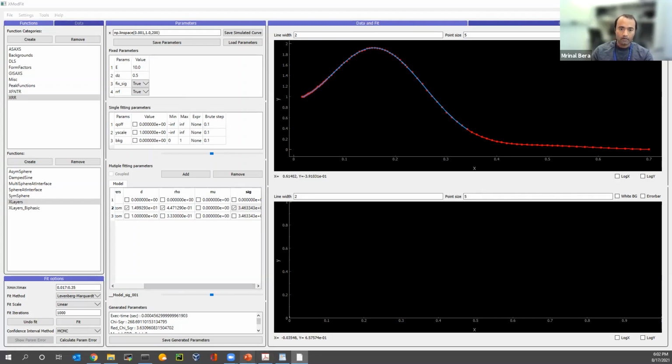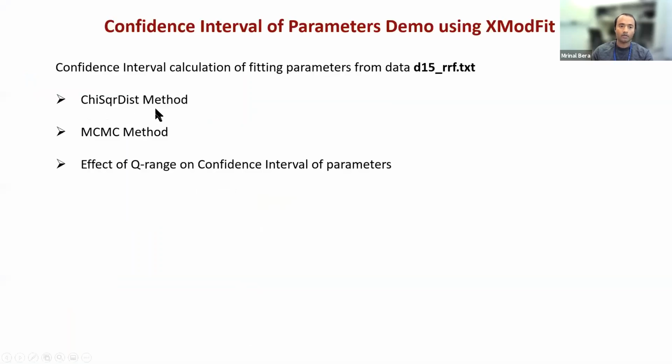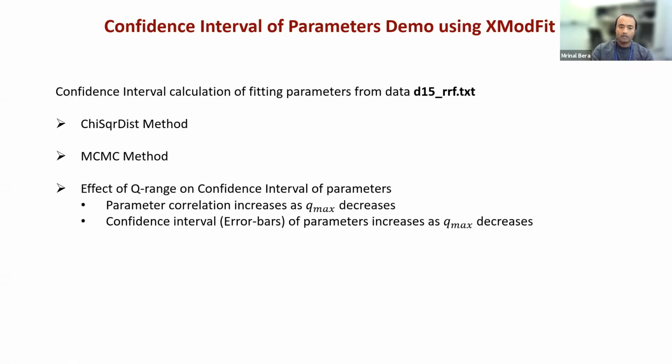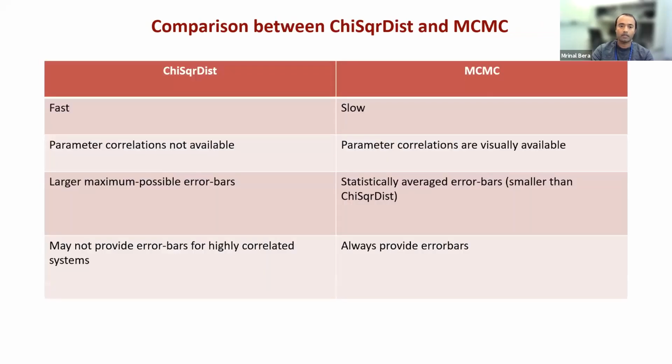Okay, now let's go back to the talk. What I mentioned here is I showed you the chi-square distribution method. I showed you the MCMC method. I showed you how the Q range affects the confidence interval in terms of correlations. Basically, if the parameter correlation increases as you change the range of Q values for the fitting, the confidence interval of the parameter also increases. So as things get correlated, the confidence interval also increases. That means you are less certain about the parameter values you are providing as fitting parameters.